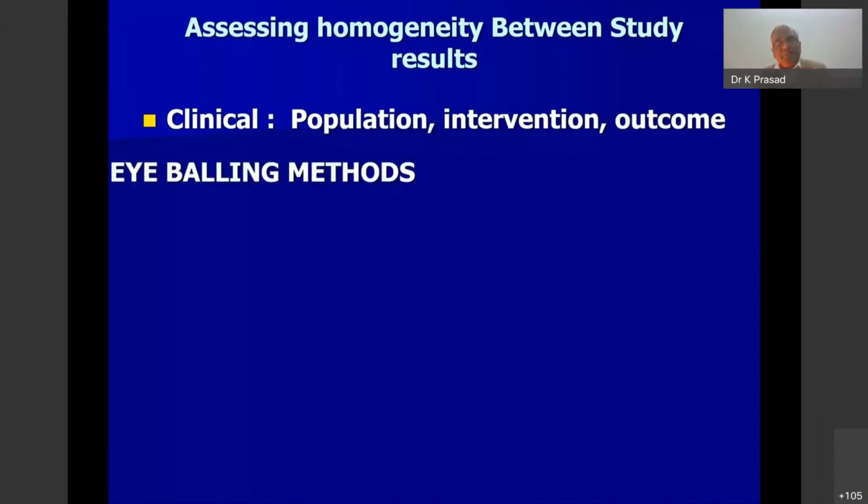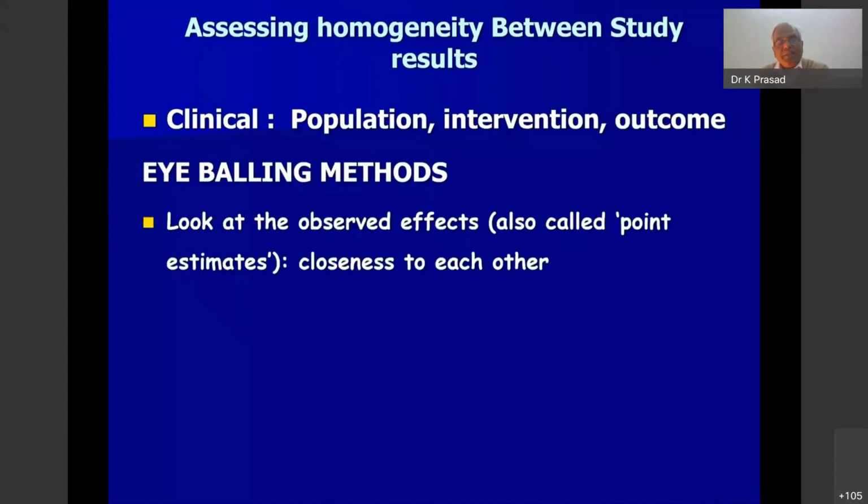Then you can use your eyeballs to look at point estimates. Point estimates are usually shown as a square in Cochrane reviews, which are in the center of the line, which is indicating the confidence interval. And you look at the point estimates.